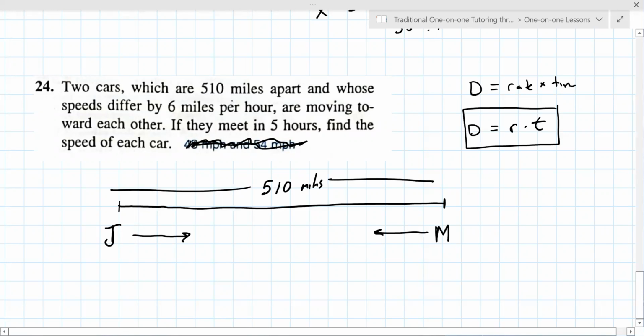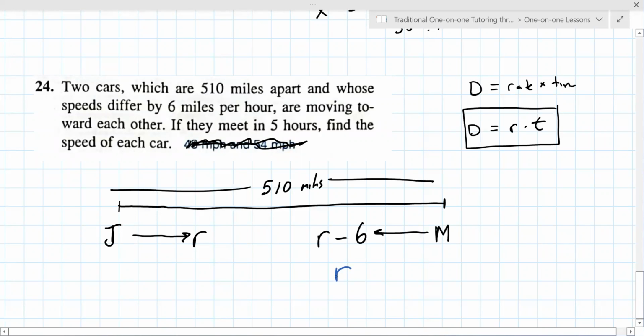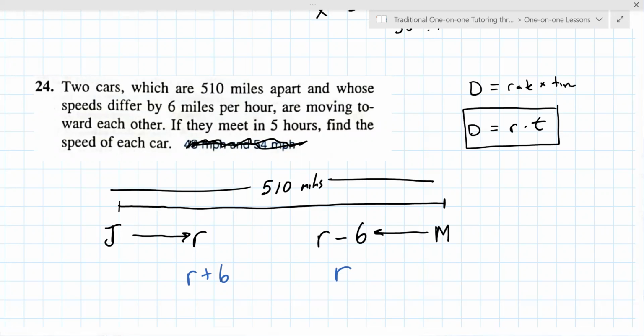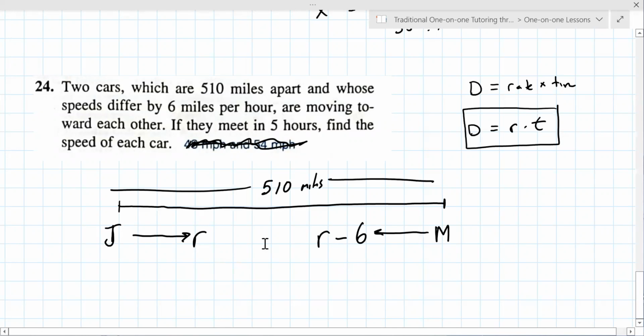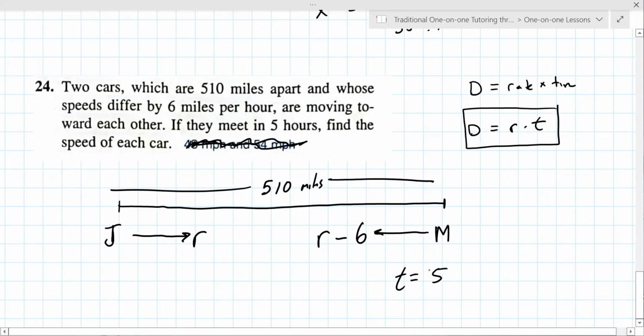Okay. So you're the one that's moving faster, r, and I'm moving 6 miles per hour slower, r minus 6. Now, if you didn't like that, you could say my rate, Matthew's rate, is r, and then your rate is r plus 6. They do give you the same answer. So there's multiple ways to work these problems. But we're going to exclude that for right now. And then the time is 5 hours. So we both go 5 hours.